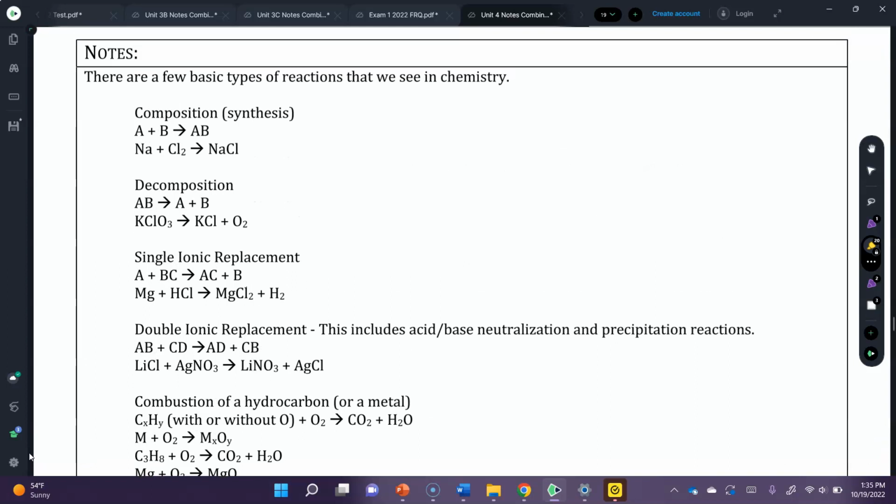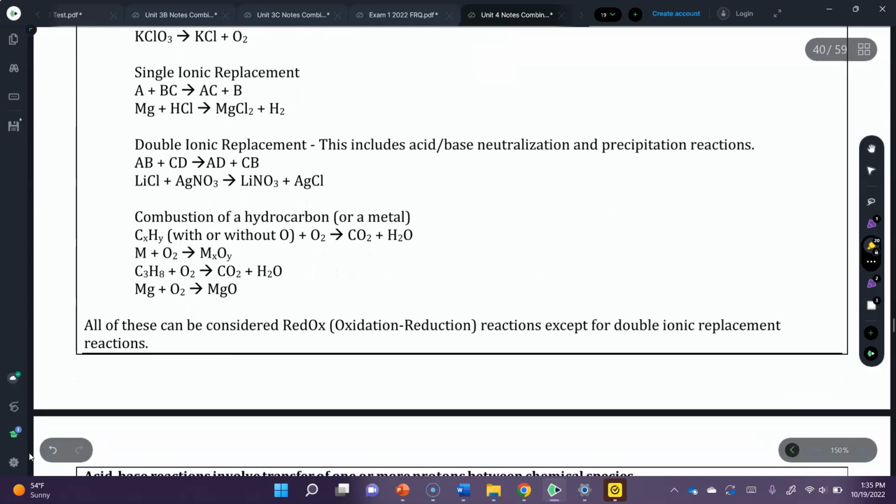There are a few basic types of reactions that we see in chemistry. These should be reviewed for the most part. Composition, which is also called synthesis or combination, decomposition, single replacement, which we are now calling single ionic replacement, double ionic replacement, combustion, which includes that of a hydrocarbon or a metal. All of these can be considered redox or oxidation reduction reactions except for the double ionic replacement.